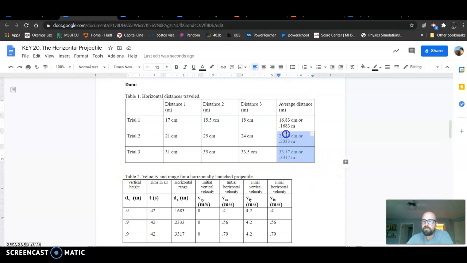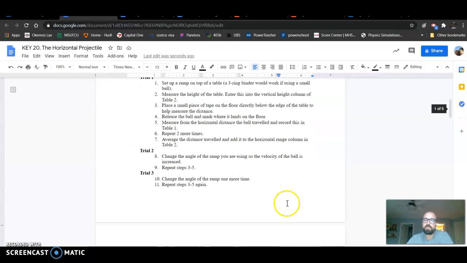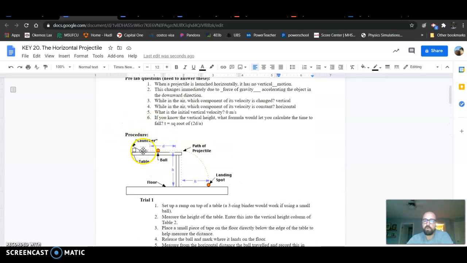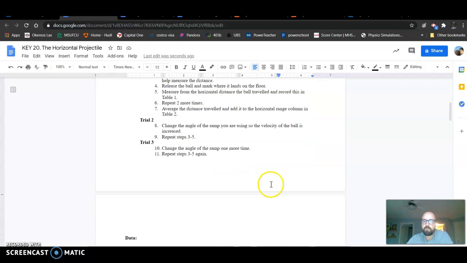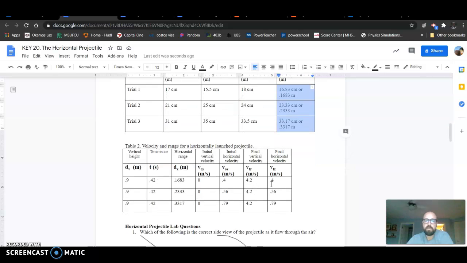Now, the distance they travel was not the same. You can see this person's went 0.16 meters, then 0.23, and then 0.33. So that increases each time, and that's because we changed the height of the ramp that we rolled the ball off of. As we changed the ramp height, the ball was going faster along the table, and the faster it leaves the table, the further over it's going to land. We talked about that in class as well, so hopefully that makes sense.